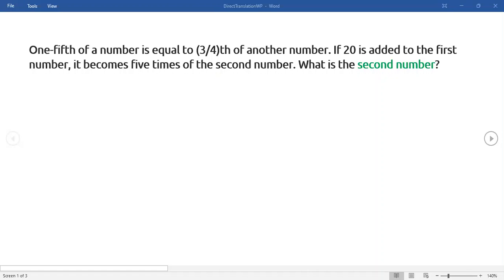But one of the powers of algebra is this notion called direct translation, where you actually directly translate this into math and you almost forget about what the problem says after that. You just let the math handle it. So again, that's called direct translation. Let's dive into it.